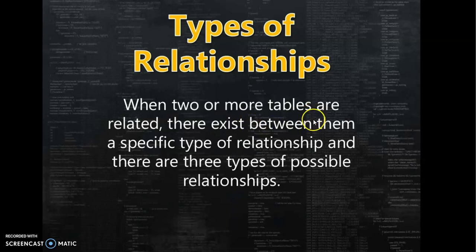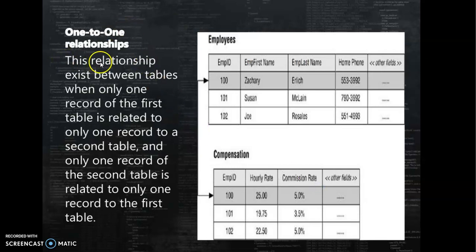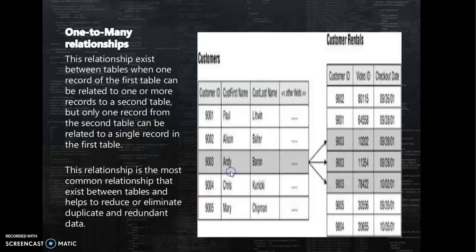Types of relationship. When two or more tables are related, there exists between them a specific type of relation. There are three types of relationships. One-to-one relationship. A one-to-one relationship exists between tables when only one record of the first table is related to only one record of the second table, and only one record of the second table is related to one and only one record of the first.